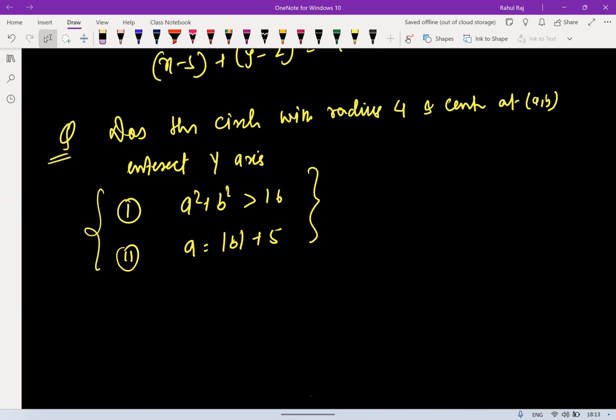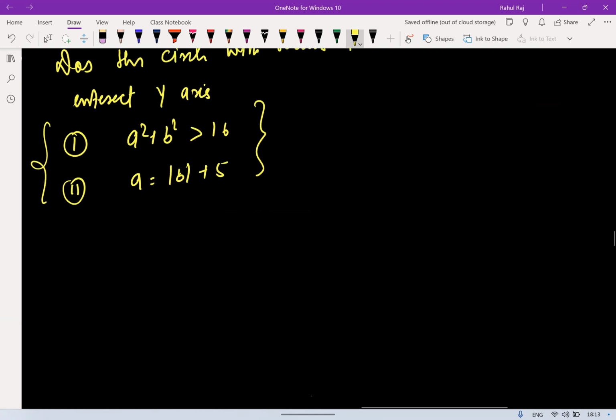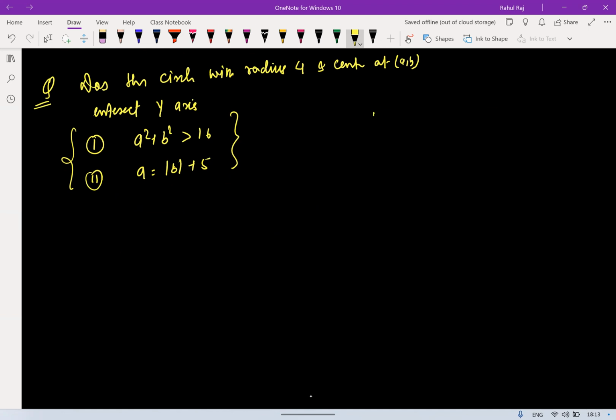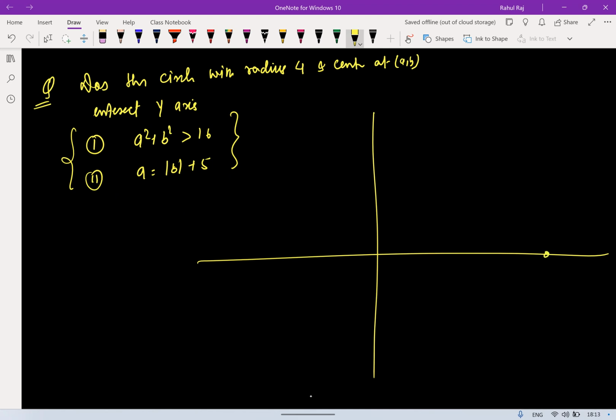So please understand, they are not testing on circles and all. What is the minimum value of A? If you take B as anything, because mod B is always positive, the minimum value of A will be 5, when B is 0. So let's say this is a coordinate plane. The minimum value of A is, if B is 0, A is 5. It means this point is (5, 0).